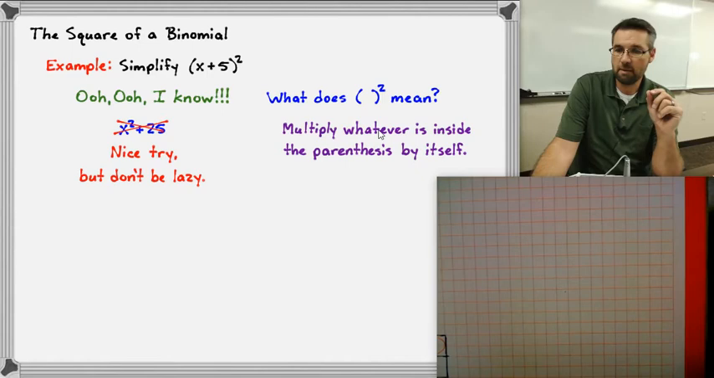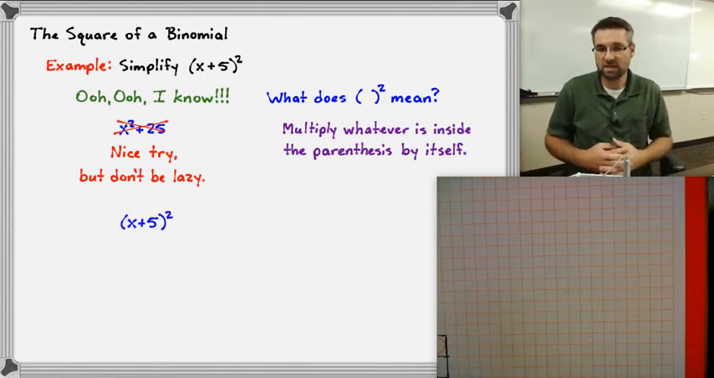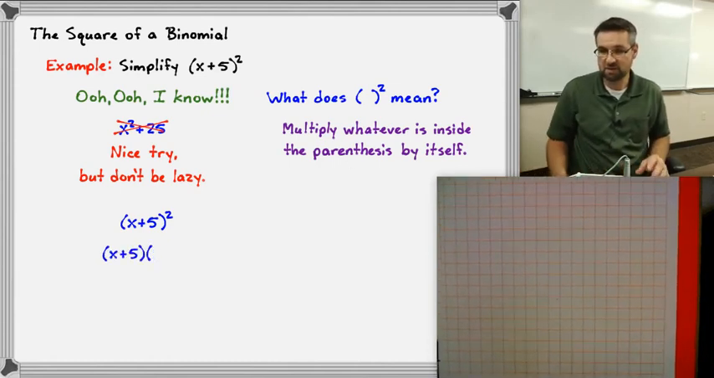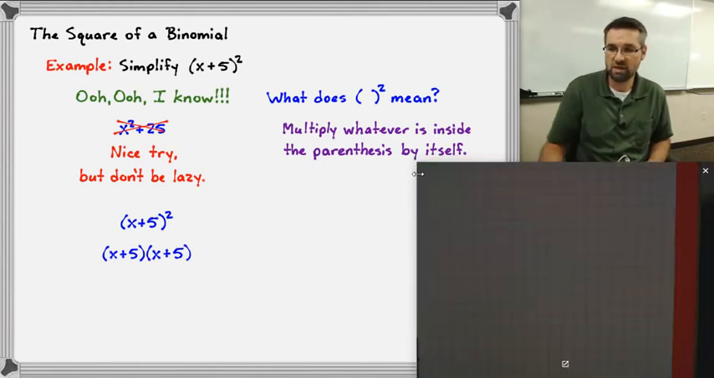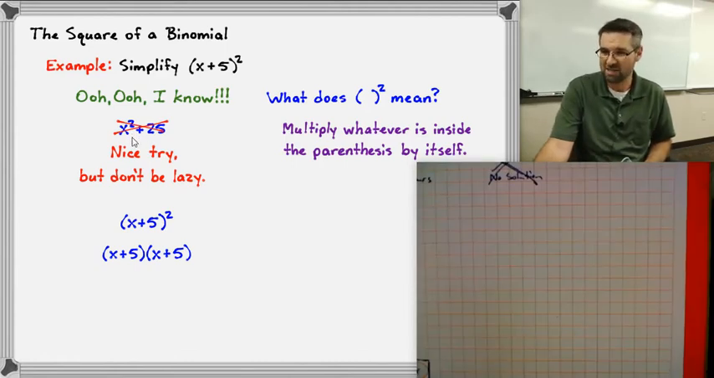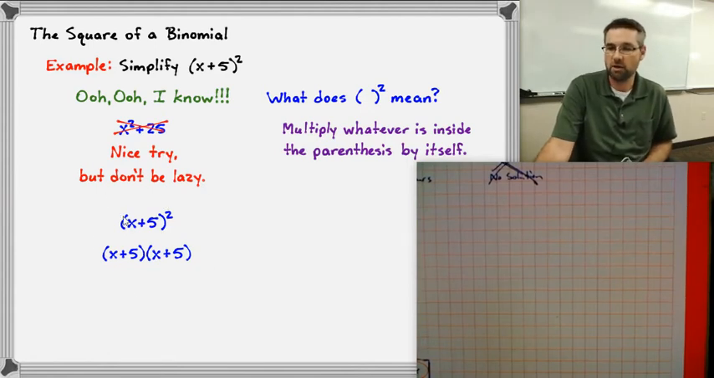So you're multiplying whatever is inside the parentheses by itself. So we would write this actually as x plus 5 times x plus 5. This is the correct way of doing this, okay? And I would really think it's a good idea for you guys to write down the wrong way and cross it out, so that when you come down to studying your notes and reviewing for a test, you realize this is wrong, okay? And then write the correct way underneath it. So here we have x plus 5 squared turns into x plus 5 times x plus 5.